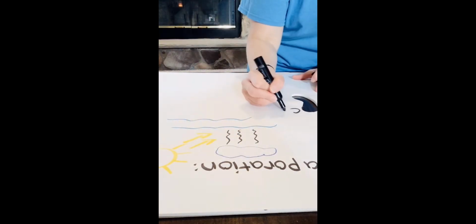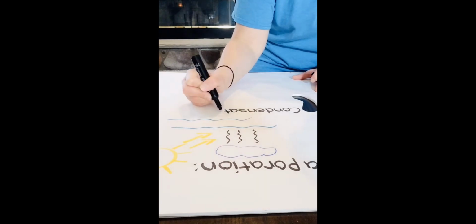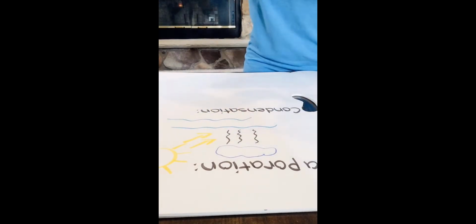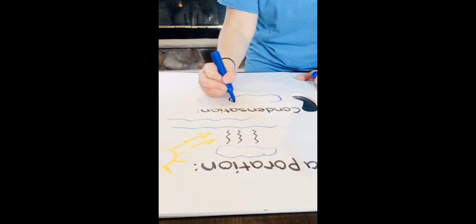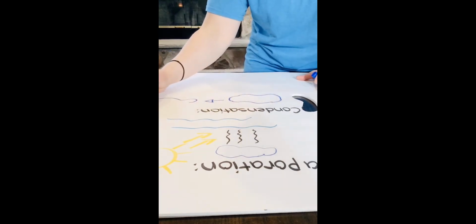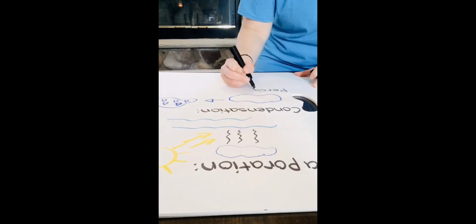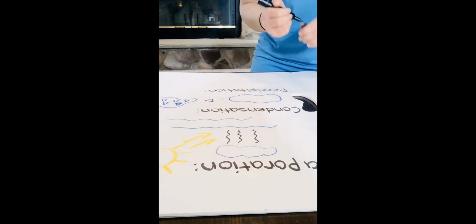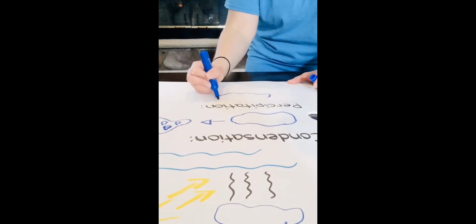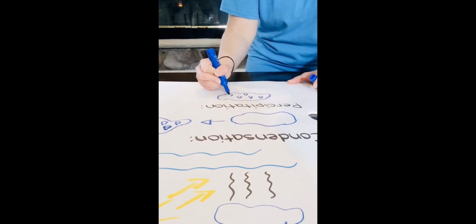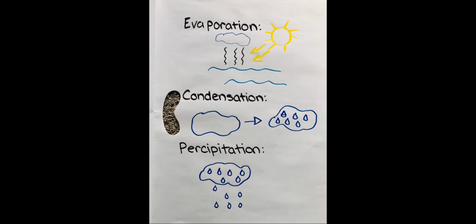The next stage is condensation. Condensation occurs in the sky. As the water vapor cools, it turns back into liquid water, creating the clouds. The next stage is precipitation, which occurs when the clouds become so full of liquid water, or water droplets, that the water falls from the sky as rain or snow, depending upon the temperature of the air below. Here is our finished picture of the 3 stages: evaporation, condensation, and precipitation.